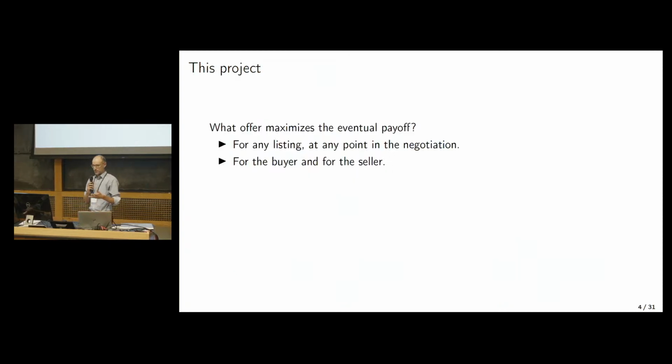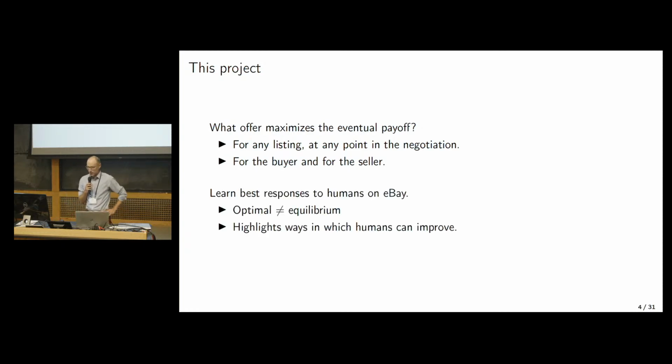So let me be specific about what we're trying to accomplish. We want to find the offer that maximizes the eventual payoff, and I'll be clear about what I mean by payoff later on. For any listing that is for this antique brass urn, or for the Folgers coffee can, or any of the hundreds of millions of other things that are sold on eBay, at any point in the negotiation, separately for the buyer and the seller, and we want, this is important, we want to learn best responses to humans on eBay. So we want to learn strategies that exploit the way that humans play this game.